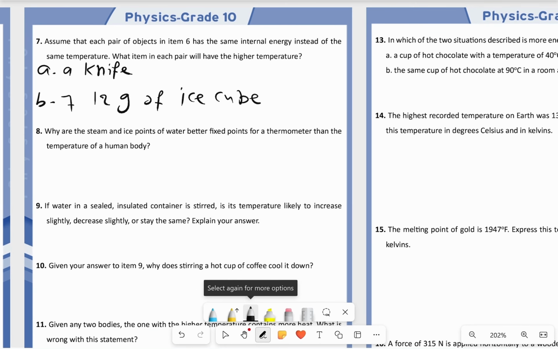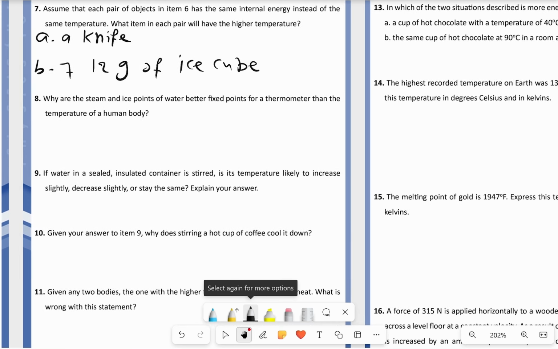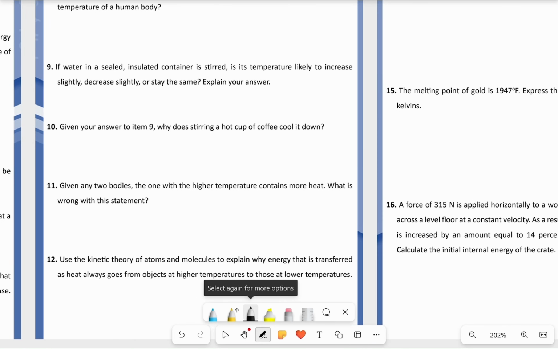Why are the steam and ice points of water better fixed points for a thermometer than the temperature of a human body? Because the temperature of a human body is not stable, but the freezing point and boiling point of water are fixed. Question 9, if water in a sealed insulated container is stirred, is its temperature likely to increase slightly, decrease slightly, or stay the same? Explain your answer. It's going to increase slightly because you are making the molecules of the water move faster, and if they move faster, they will have more kinetic energy, and therefore the temperature is going to slightly increase.